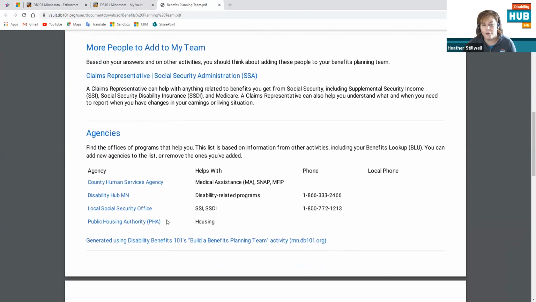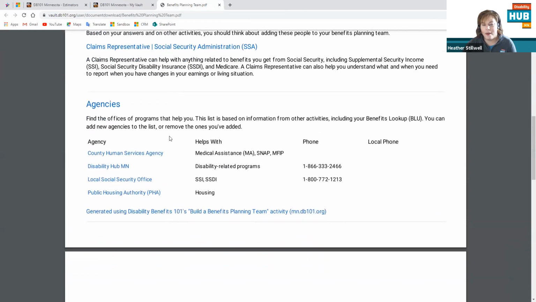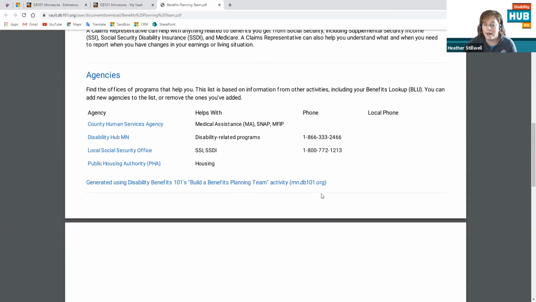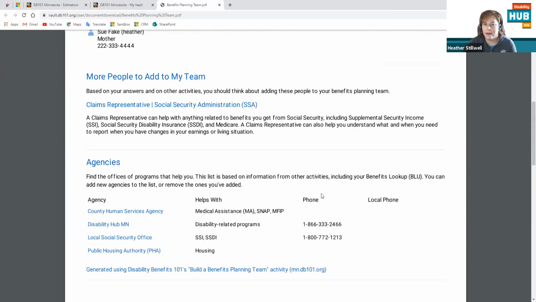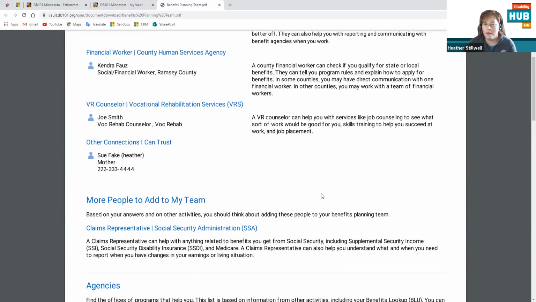It also gives a list of agencies that they work with, and you can put in the telephone numbers. You can customize this so that it has the telephone numbers for Social Security, for Disability Hub, for your county Health and Human Services, for the Public Housing Authority, or your landlord, if that's what you need. Any people you need, you can keep that information in one place and manage that pretty well.